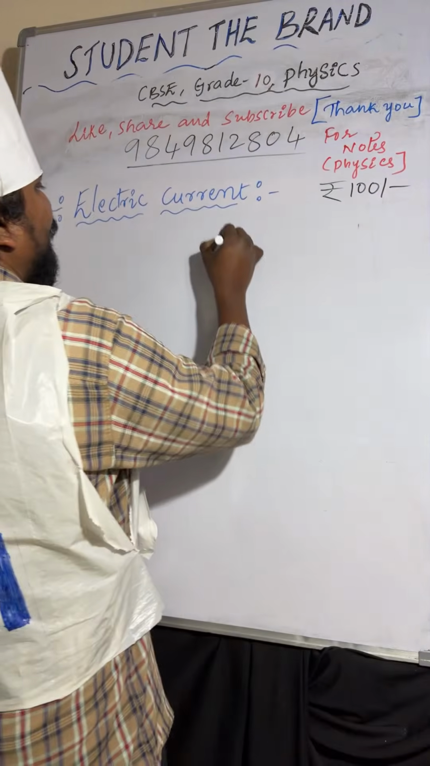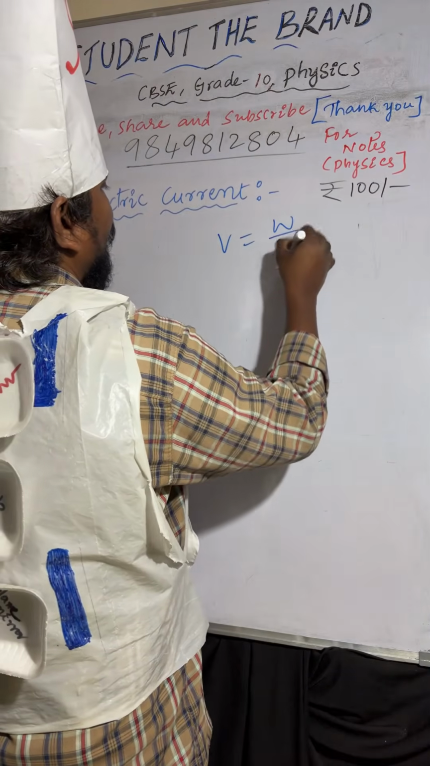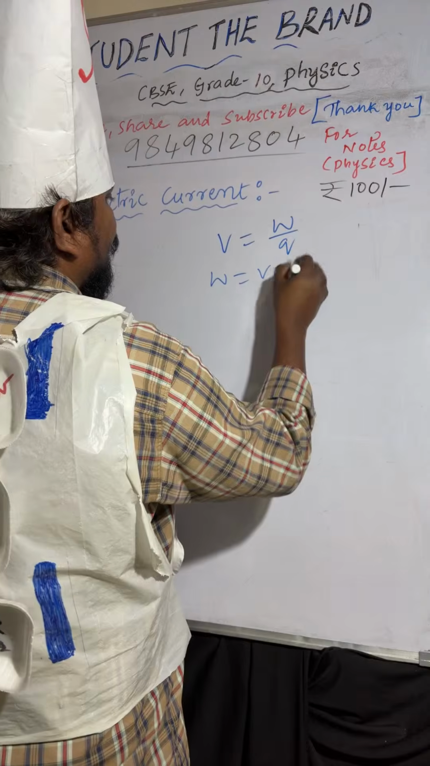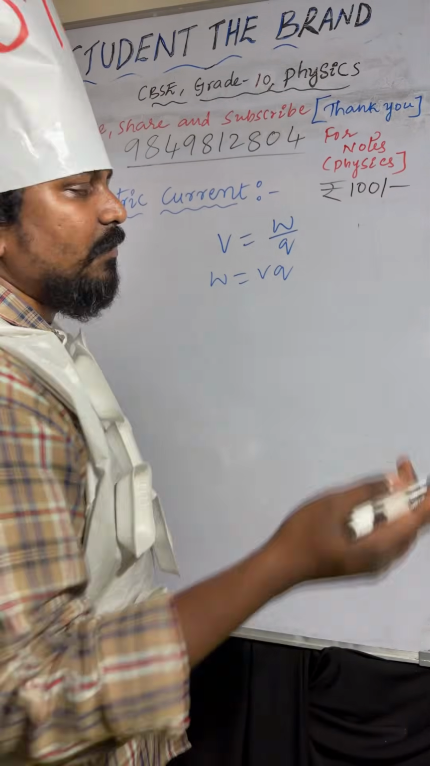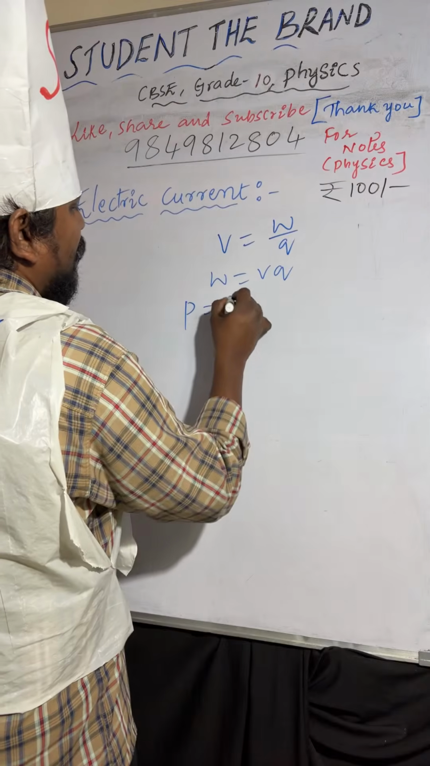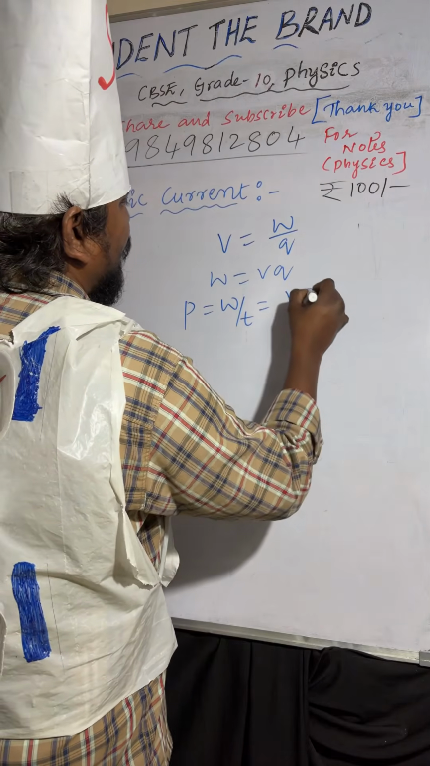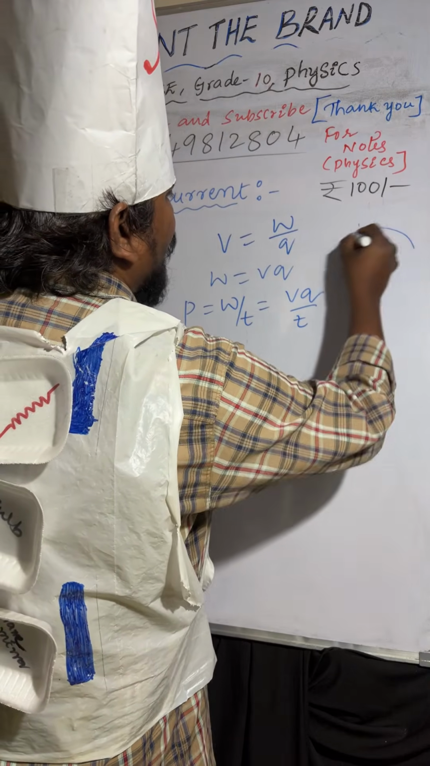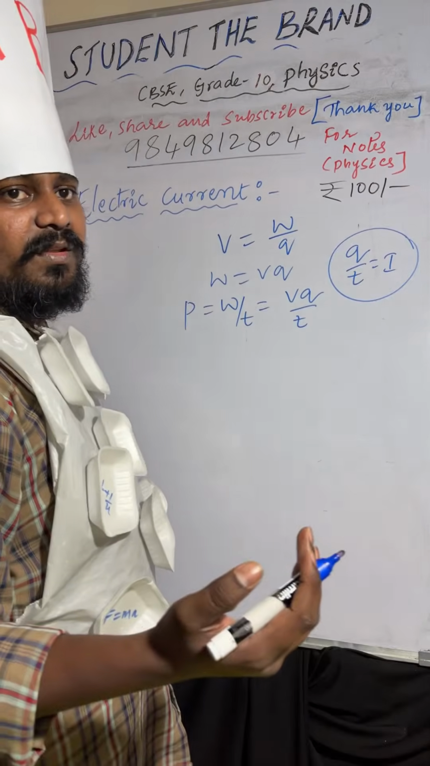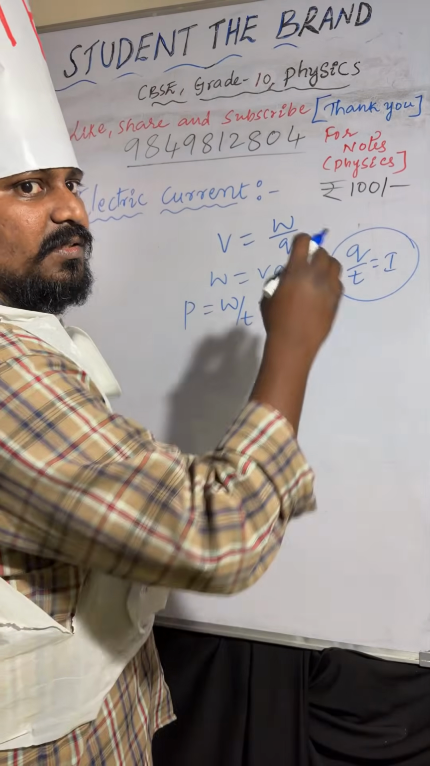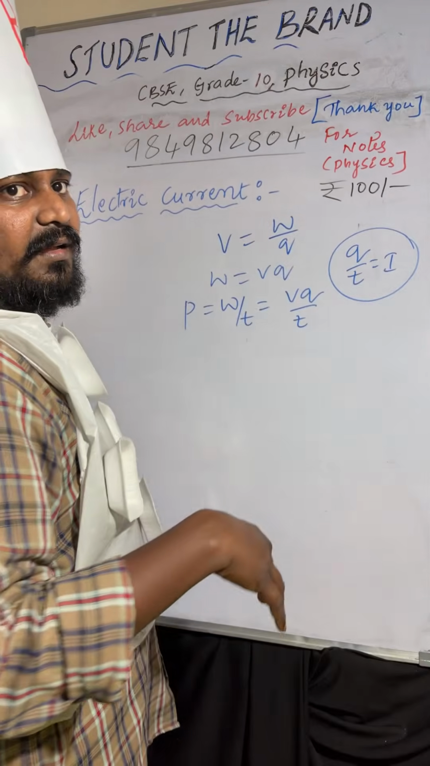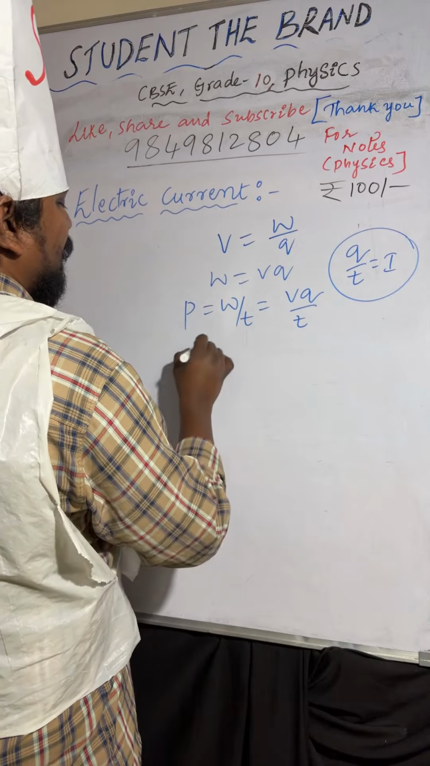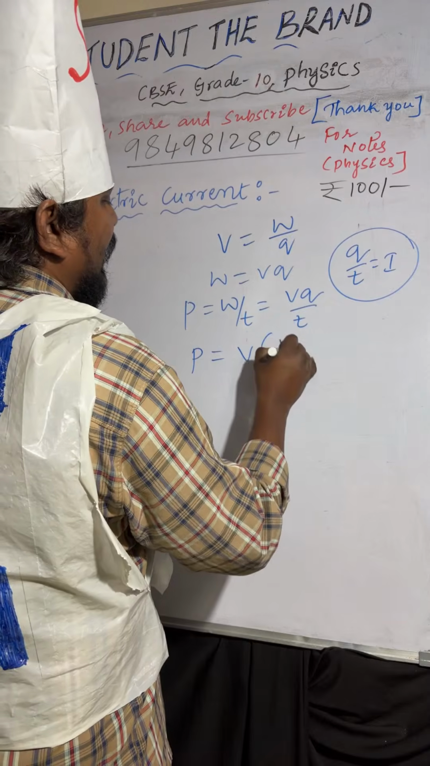So V equal to W by Q, W equal to V into Q. So power is nothing but rate of doing work. P equal to W by T, so W equal to VQ by T. So Q by T is electric current. So I equal to Q by T. Now you can observe here, P equal to W by T, P equal to VQ by T. So P equal to V into I.